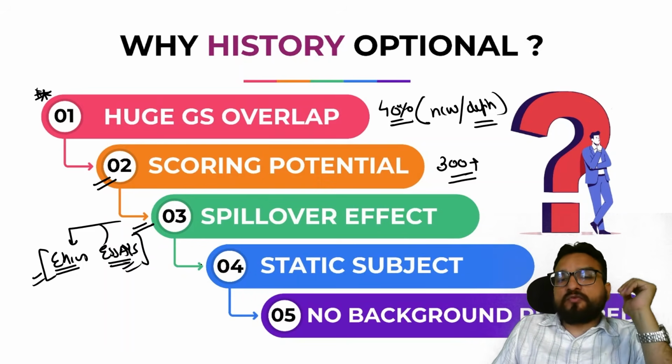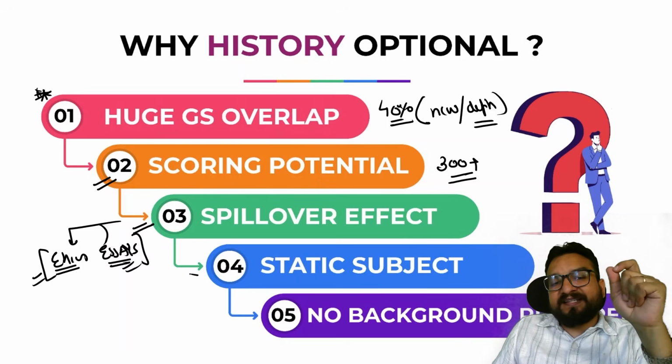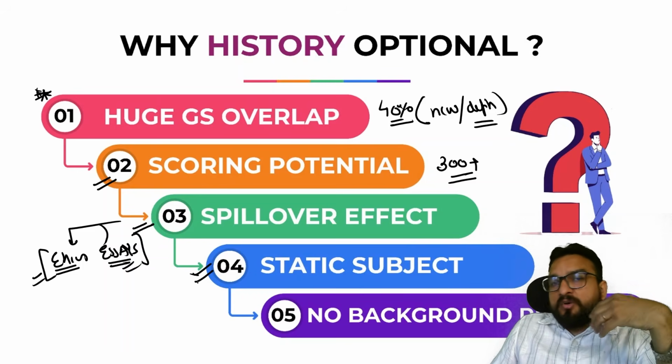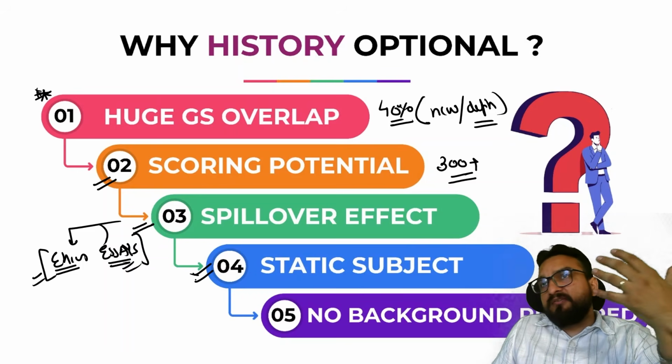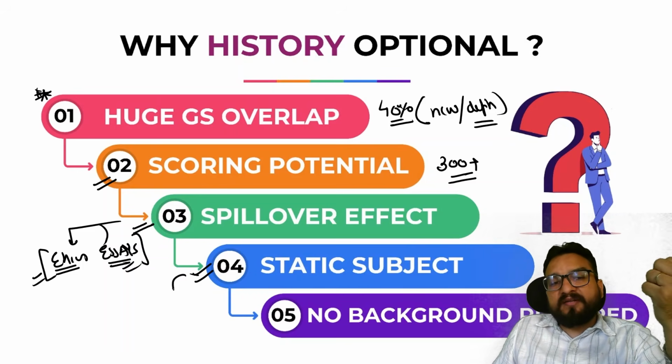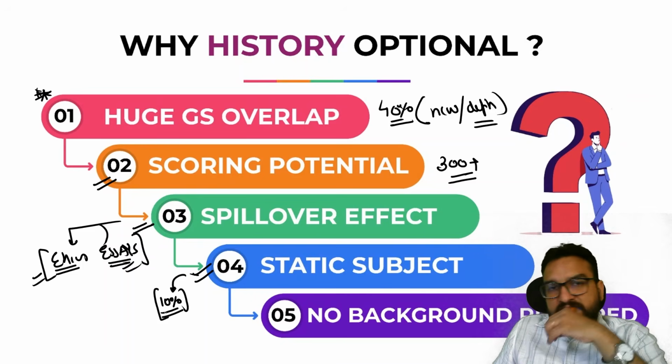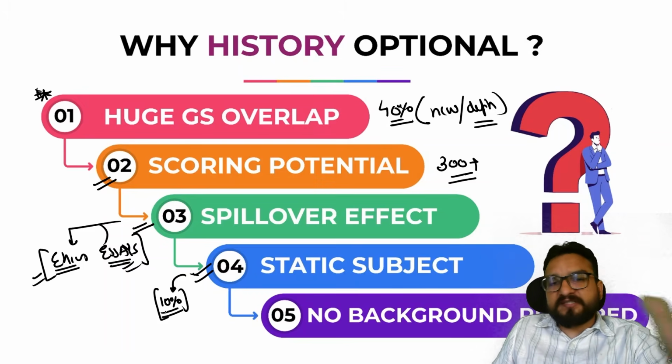The fourth advantage which you will be seeing over here is that this is a static subject. Other optionals you have to see the current affairs as well, but over here the current affairs utility is only 10%. Whatever there will be in news, we will be covering that, but 95% of the subject is static.